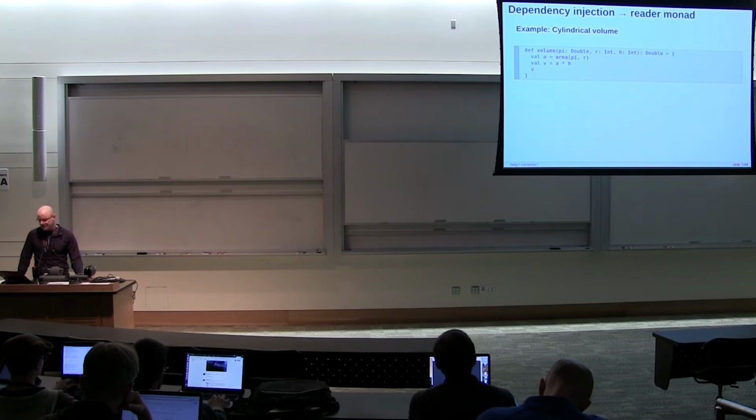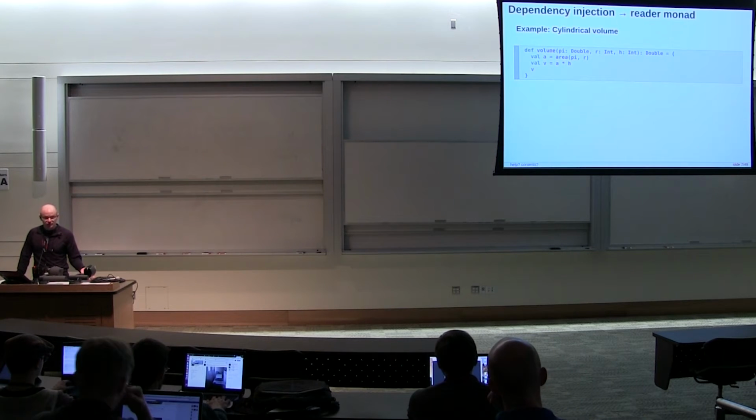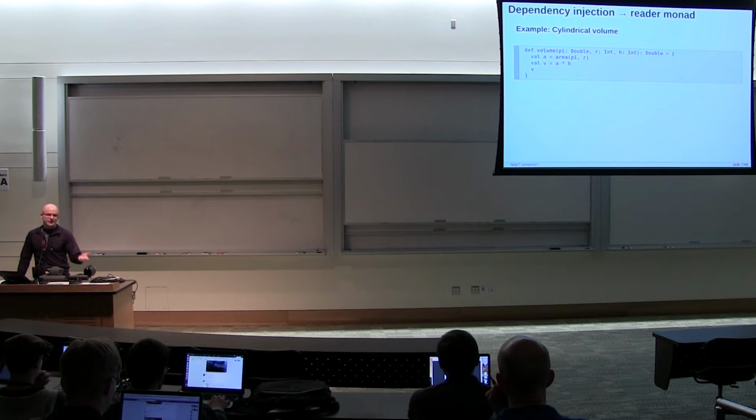We have this volume function. It takes 3 arguments, pi, radius, and height, but it doesn't actually use 2 of those 3 arguments. It doesn't use pi and it doesn't use radius, other than the fact that it passes them along to this other function that it's calling.